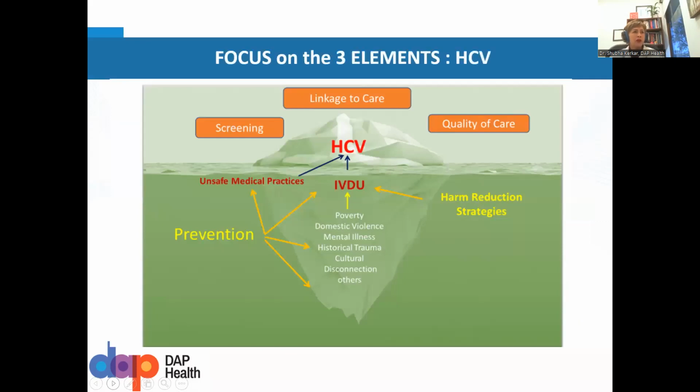And so we focused on the three elements of getting patients to care: screening, linkage to care, and quality of care provided, all the way to cure. But all we were really focusing on was the tip of the iceberg, because the challenges were deep and substantial. Some of the individuals with Hep C were in a managed care organization, and others were in the category of FQHC reach. Next slide.